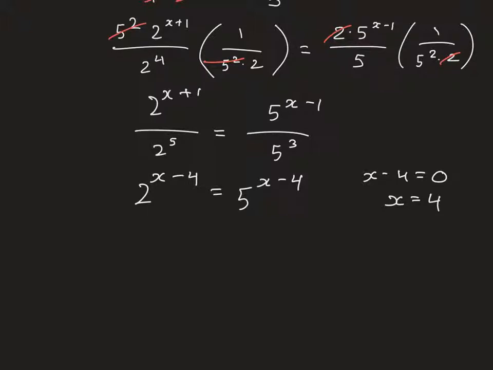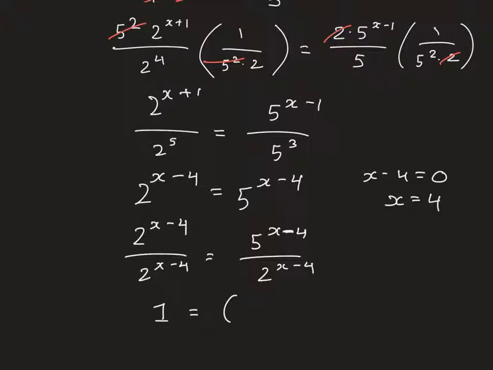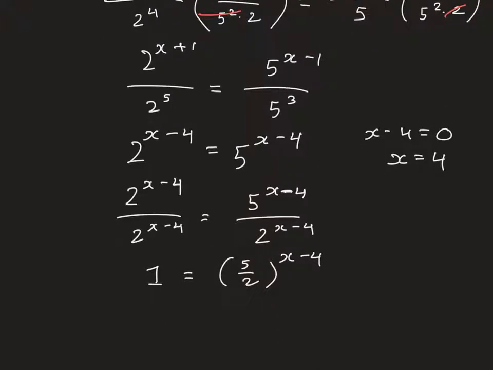But to prove this, all we have to do is divide both sides by 2 to the x minus 4. And that would give you 1 equals 5 over 2 whole raised to the power x minus 4. And now it's obvious to see that the only way for this to be true is x minus 4 equals 0 and x equals 4. So now we got our value for x, and there's only 1.